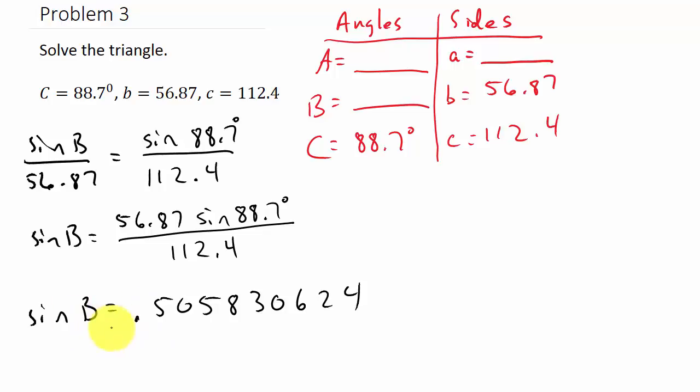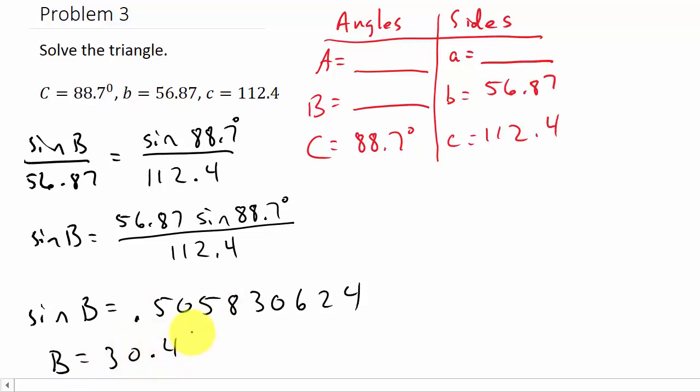Alright, so now to find angle B, we need to take the inverse sine of this thing. So B would be, and then I take the inverse sine of this, that is 30.4 degrees. Okay. Alright, so I get B is 30.4 degrees.